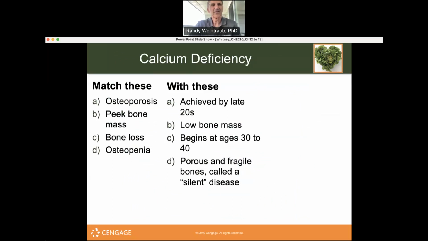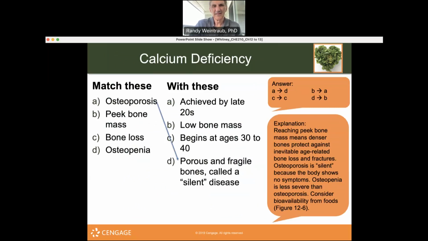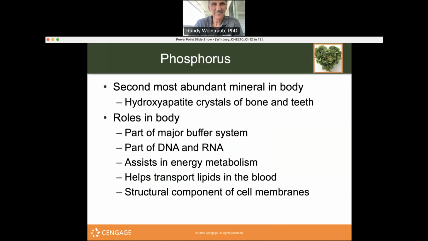Osteoporosis. That's porous and fragile bones. It's a silent disease. It may not be recognized until one breaks bones easily, or gets a DEXA scan ordered by a physician. Peak bone mass is around your 20s, and bone loss typically begins at 30 to 40 years of age. Osteopenia, low bone mass.